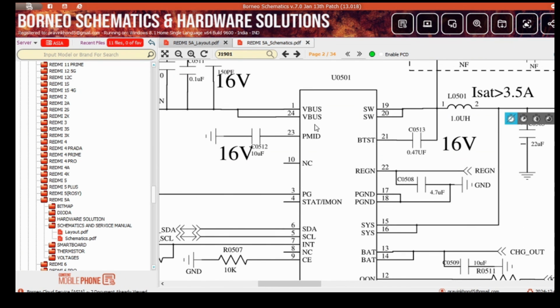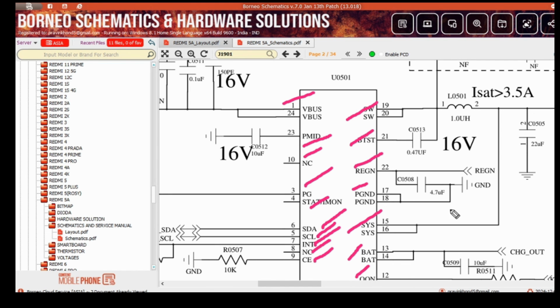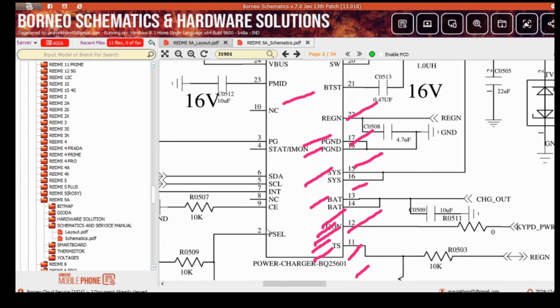Anything missed? VBUS line clear. Pin numbers 1, 2, 4, switching line clear. I will explain all to you. BTST clear, PMID clear. Pin 10 is NC, REGN clear, PG clear, P ground, power ground, point connected to the ground, IC ground, NC, SDA clear, SCL clear, interrupt clear. This point is also NC, pin 8. System is clear, charging out is clear, QON is clear, right? TS is clear and PSAL. All these lines I have explained to you.